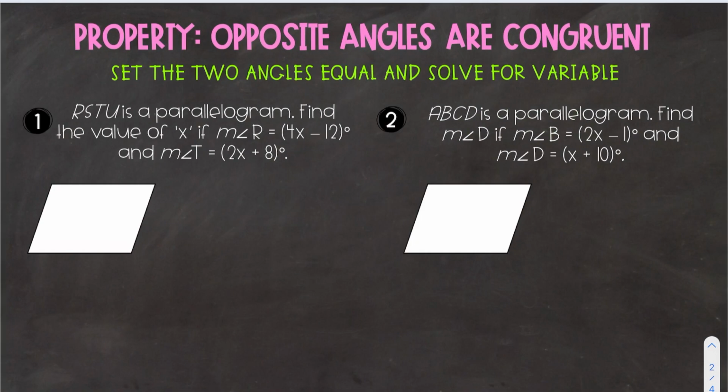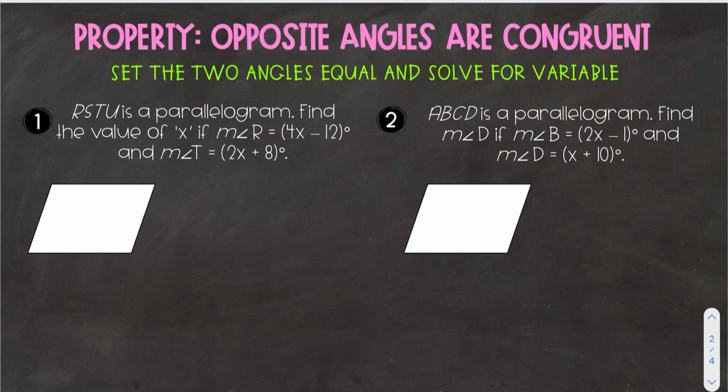So there are several properties of parallelograms. On these two problems, we're going to focus on the property that states that opposite angles in parallelograms are congruent. This means that they are the same, they're equal. So in order to solve for a variable, we're going to set the two angles equal to each other and solve for the variable. So let's look at these two problems.